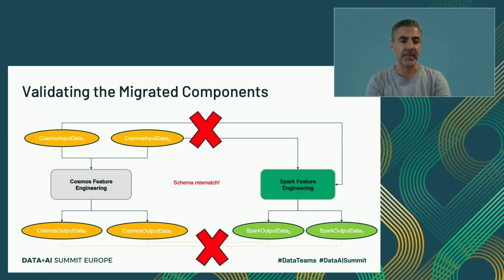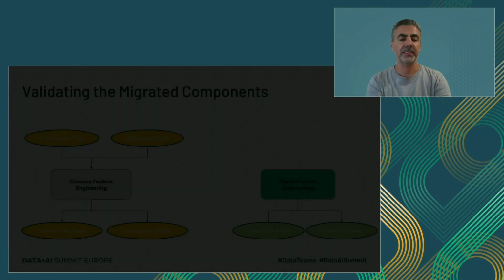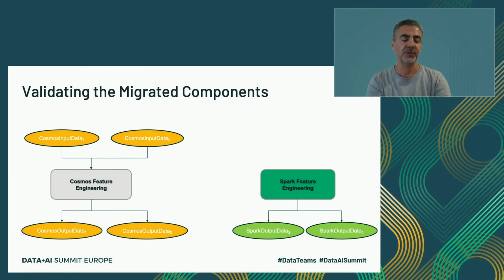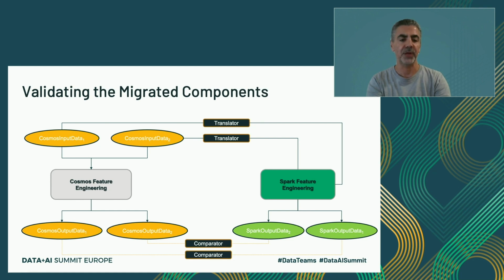Unfortunately, it turns out this is not that simple because, as Tomer mentioned earlier, the schemas don't match. So there's going to be a schema mismatch. There's no way to just take those inputs and feed them into Spark. So we need a translator that's going to translate the inputs into the Spark component and then produce the outputs. Then we can compare the outputs using some kind of comparator function that we also need to write correctly. This way, we can validate each of the components to make sure that they pass our tests and they actually produce the same semantics.